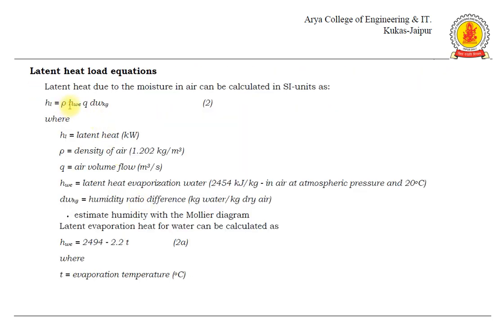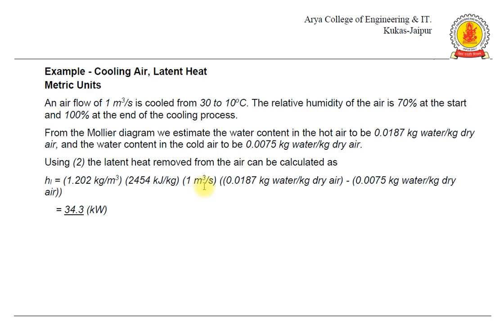Density, latent heat of evaporation, which we can take as 2500 kilojoule per kg, air volume given in the question, and dW means W1 minus W2. So we have put all the values here. We have to specify it. We can take it as 2500, then we have to write before this that we are assuming this value. We will calculate it and get this value.